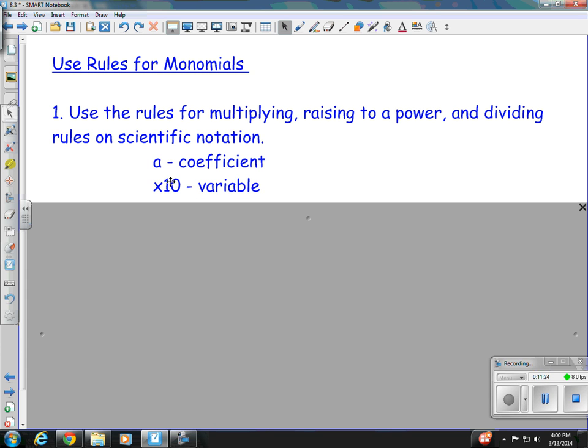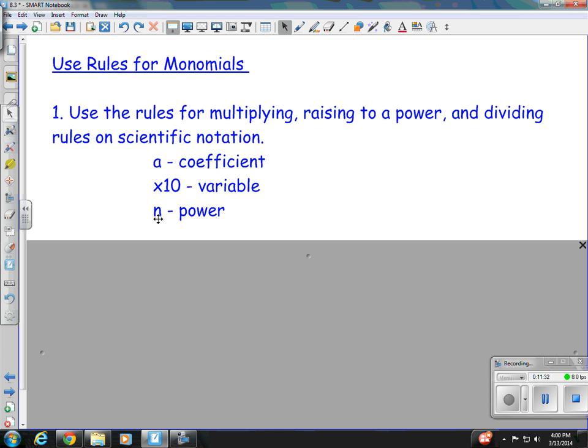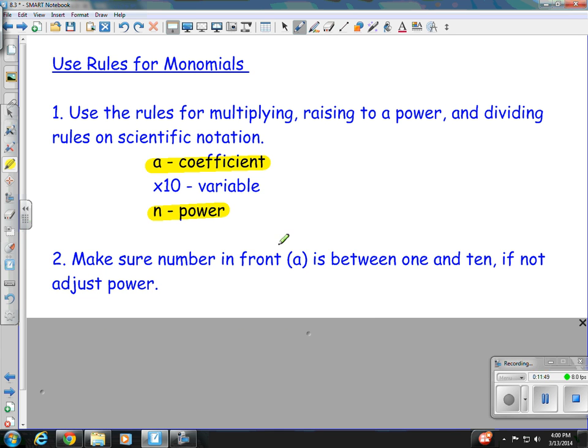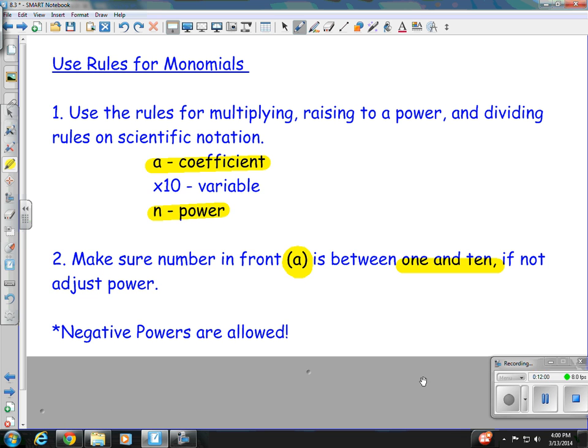Okay? When you have your times 10, the whole thing gets treated like a variable. And lastly, your n, which is just your power, gets treated like a power. So when you multiply monomials and you multiply the coefficient, you add your powers. That still holds true. Right, then the last step is to make sure that the number in front, which is, remember, your A, is always between 1 and 10. If not, we may have to adjust. All right, and once again, just a quick reminder, negative powers are allowed.